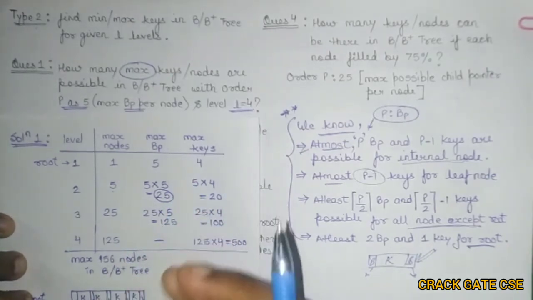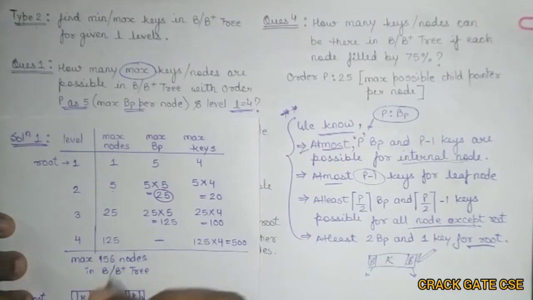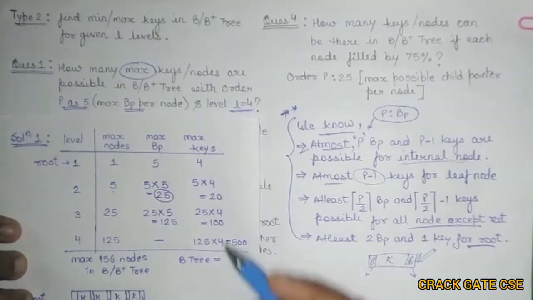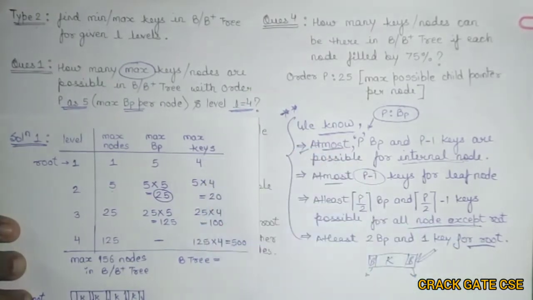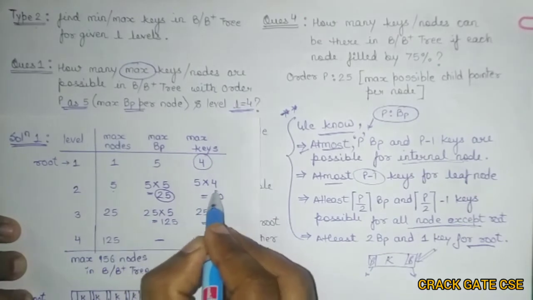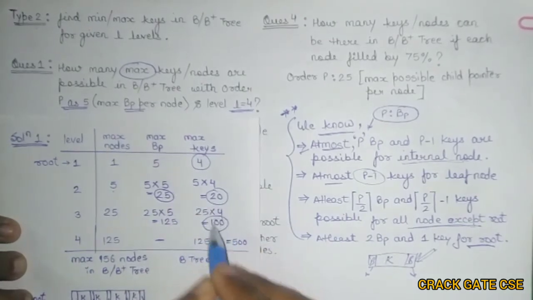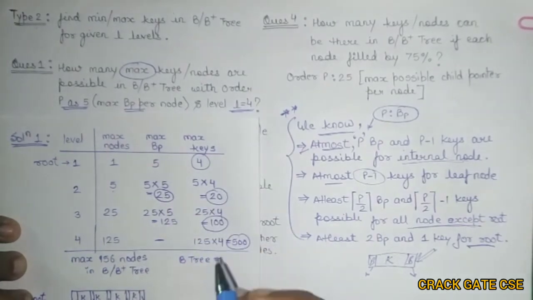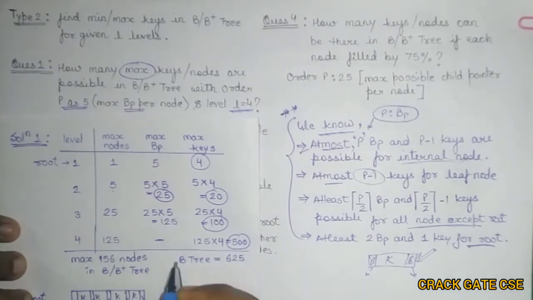But now if we talk about the keys, that means how many keys are possible, there is some variation with respect to the maximum possible keys. First let us discuss the B tree. The maximum possible keys for B tree are all of these keys, that means this 4 plus this 20 plus this 100 plus this 500. That means it would be 625, I think. So the maximum keys possible in B tree is 625.